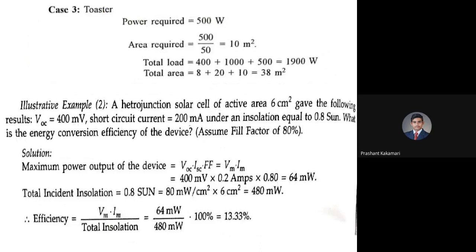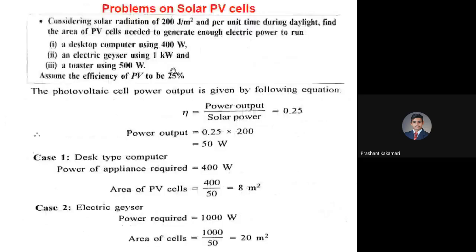For this 500 watts, again what I will do is take the total power required divided by the power per meter square that is available. If I take the ratio, I will get 10 meter square. Now to generate the power for the 500 watt toaster, I have to implement the PV cells for 10 meter square. Even though the question has not asked for the total load, you have to get the maximum area.